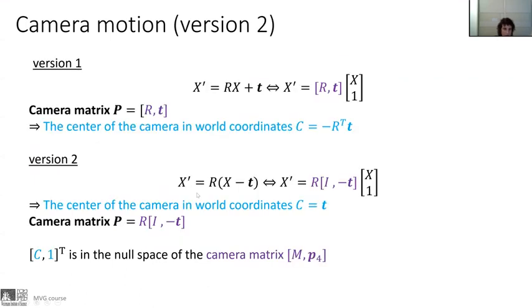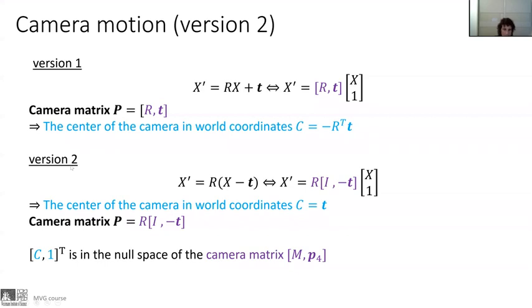Now, I would like to introduce another version of the camera matrix. So far, we discussed the following operation. We take X, rotate, and add translation. It's written in block formulation like this. And we just saw, in the previous slide, that the center of the camera in world coordinates is minus R transpose T.